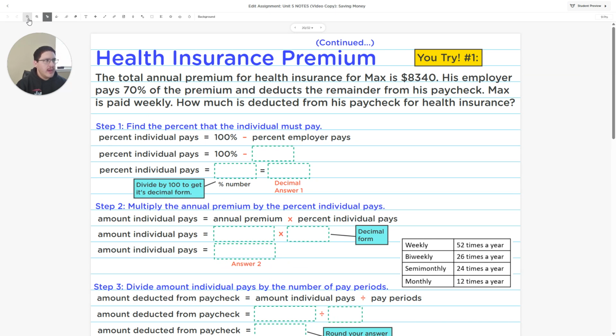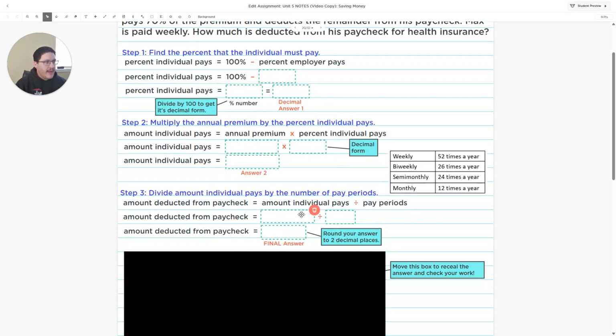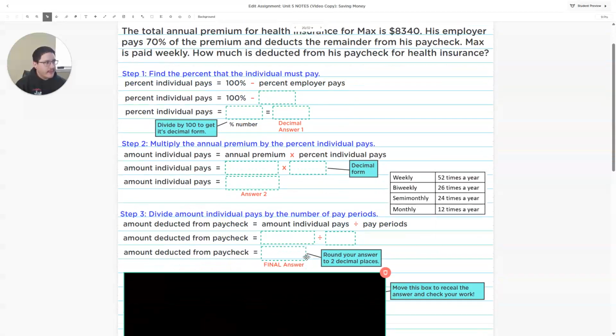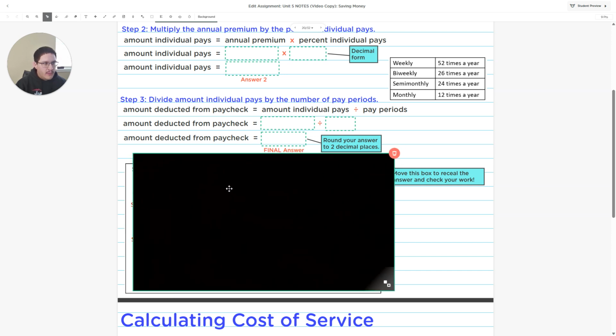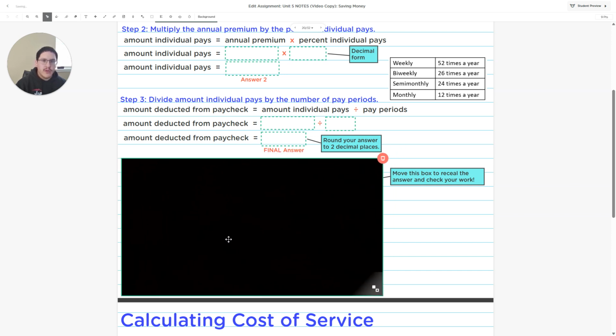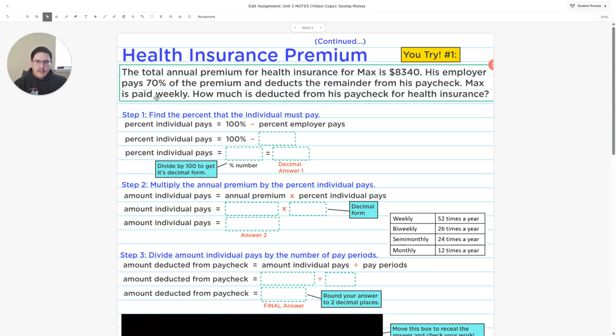So on this page, if you're following along in ClassKick, I would like for y'all to read the problem, go through the steps, and answer each individual box. And if you are on ClassKick again, you can move this box to check your answers and see if you're doing everything correctly, but only after you've tried. Let me read the problem for y'all, then go ahead and solve it on your own.